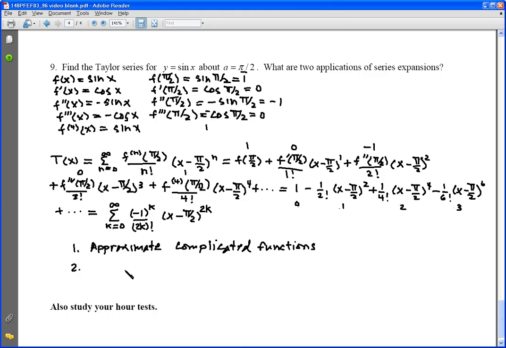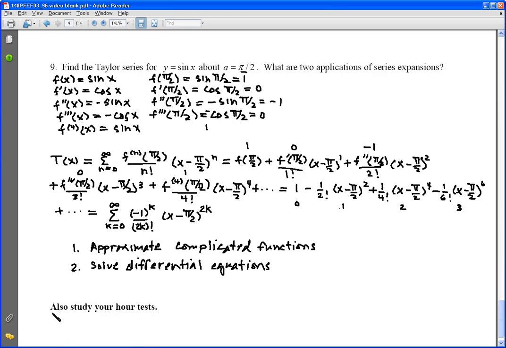And number 2, we can use them to approximate solutions to differential equations. So we can solve differential equations. There are solution methods of differential equations that involve series. You can use the whole series or sometimes part of the series, depending on whether you want an approximate solution or an actual solution to the differential equation. Remember, derivatives and integrals of these are really easy because you just do the power rule on this part and your constants tag along for the ride.